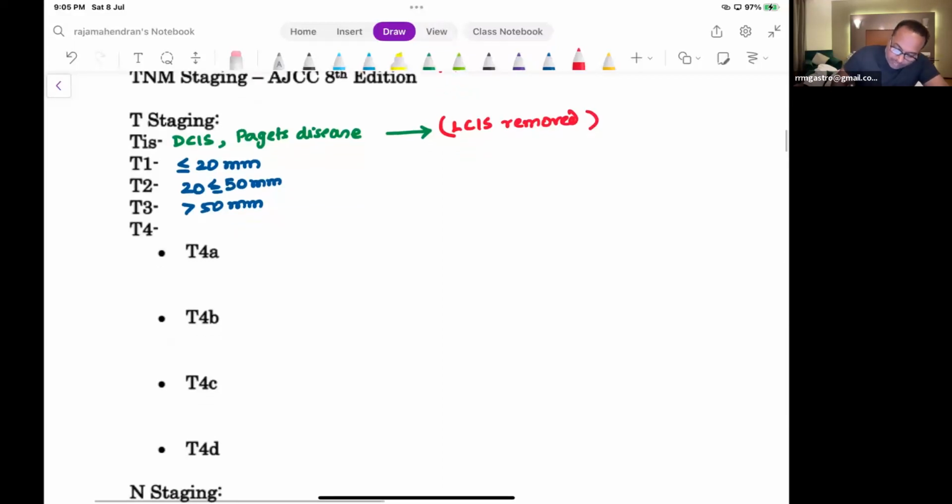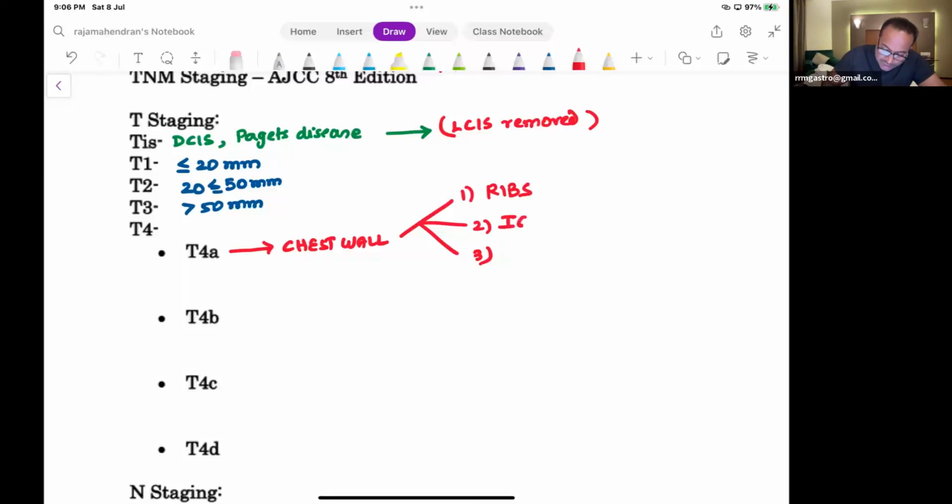So T4A, what all will come under T4A? Yes, please tell me. These are all the MCQs which will be asked in the exam. T4A means chest wall involvement. What all will come in chest wall involvement? 3 things will come in chest wall involvement. Ribs, very good. What else? Intercostal muscles. Serratus anterior, very good, excellent.